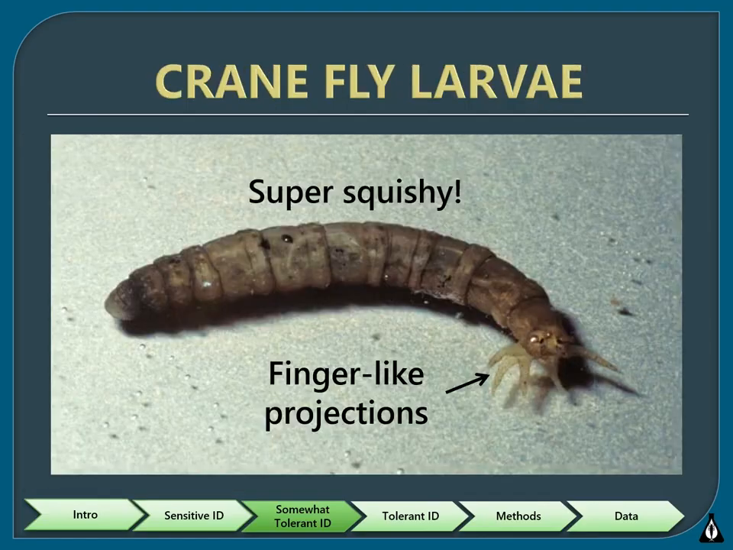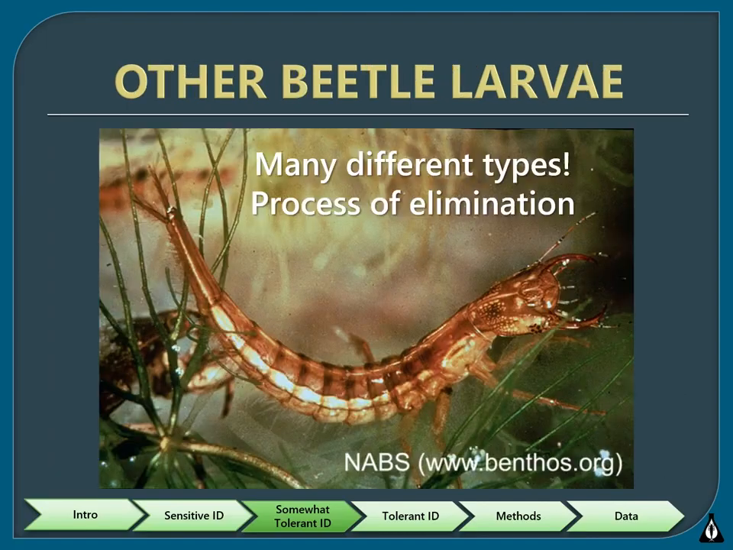Cranefly larvae are another aquatic true fly larvae. Most species are large, about the size of an index finger, and squishy. They have finger-like projections or tulip-like bulb at the posterior end, which helps them anchor into substrate. When placed in a sorting tray with water, cranefly larvae can be very active and escape the tray.